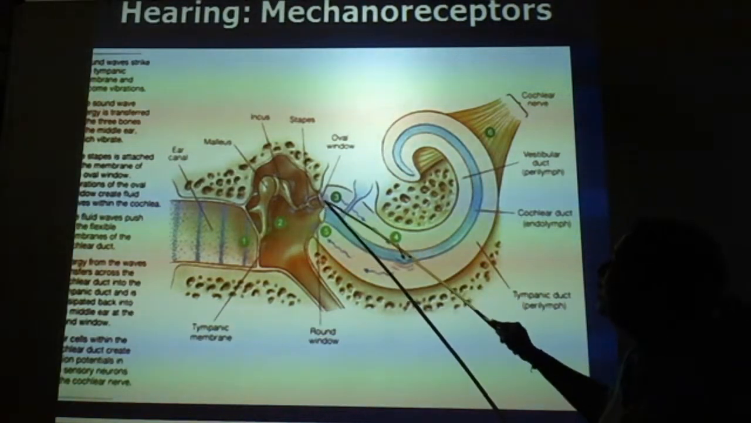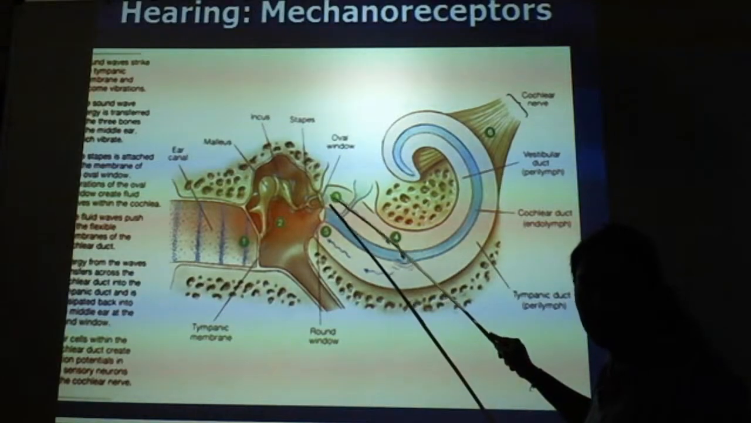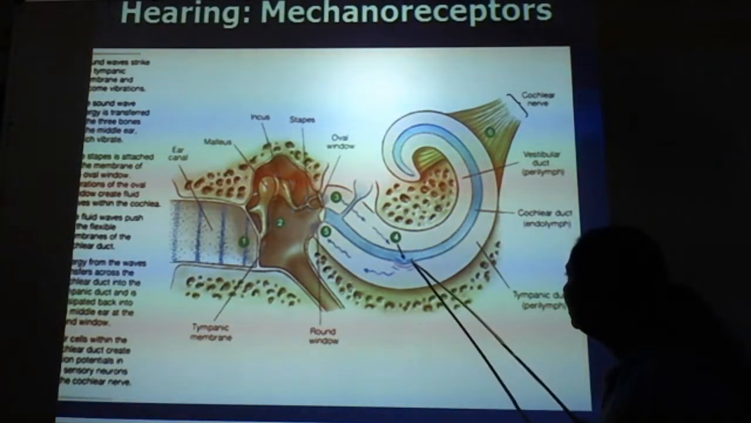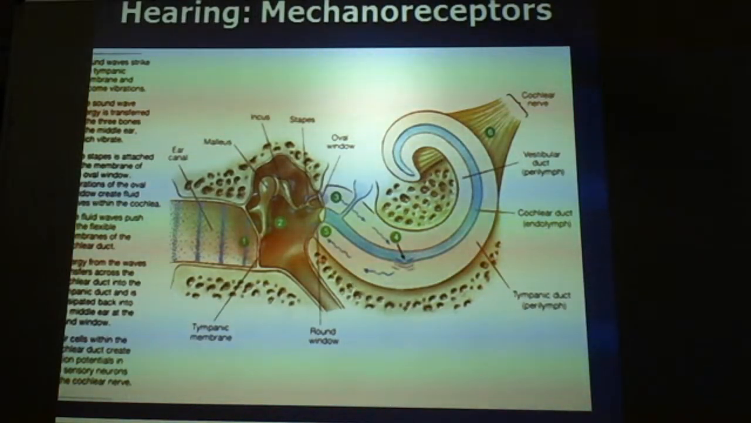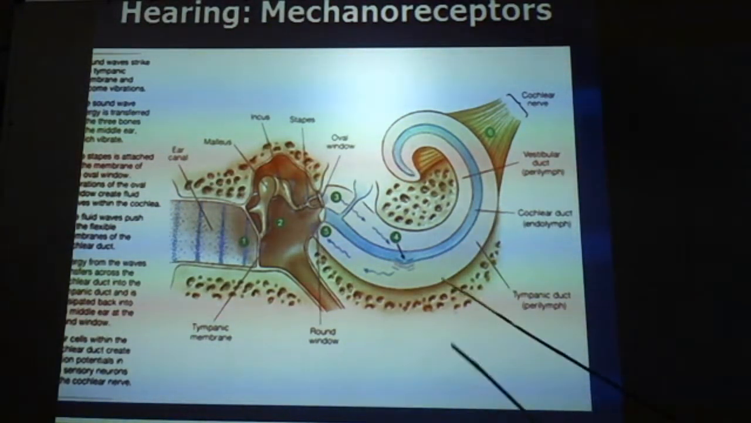So once the vibration pushes the fluid, that's the perilymph, it again hits back towards the round window against the tympanic duct. And lastly, the hair cells within the cochlear duct create action potentials in the sensory neurons of the cochlear nerve. So this is what happens. This is how the vibrations are set in.